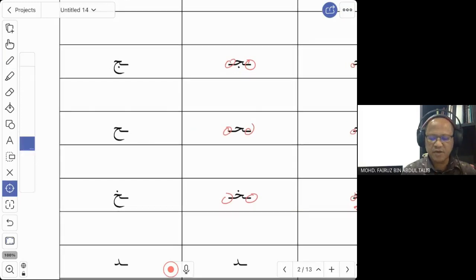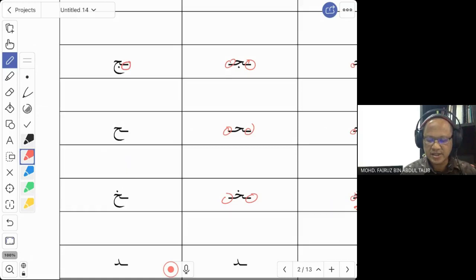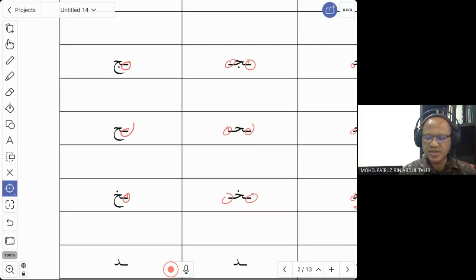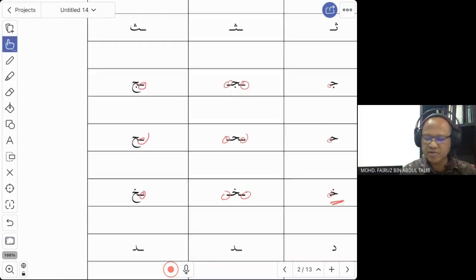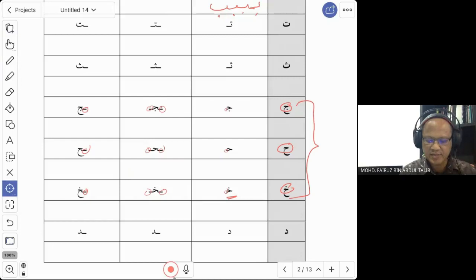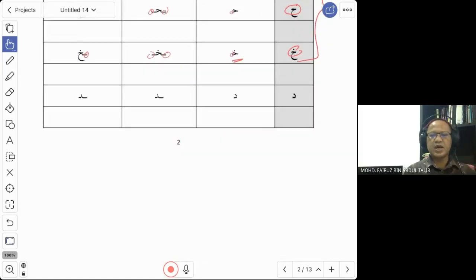The final form of jim, ha, and kha, again, you see the dash. So it can be linked to the previous letter. And how do you draw the jim? So just like the normal jim, just like the individual jim again. You see, they are similar. So jim, and this is also jim. All right, so this is the connected part. Okay, so that is for the letter jim, ha, and also kha.